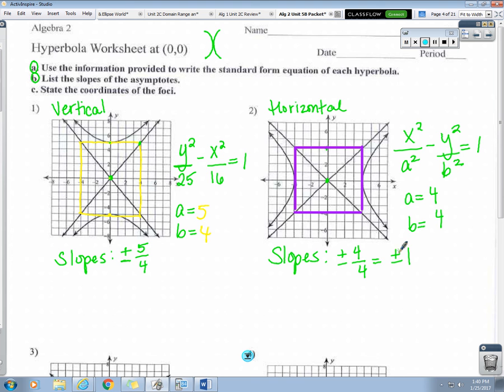Remember, you have to have the plus or minus. If you don't put that, you're not accounting for the negative line. There's a positive asymptote line, and there's a negative asymptote line. That's why there's a plus and minus. Go ahead and try number 3 by yourself.